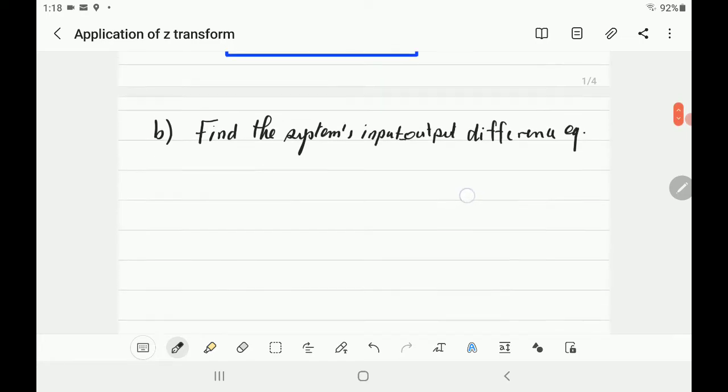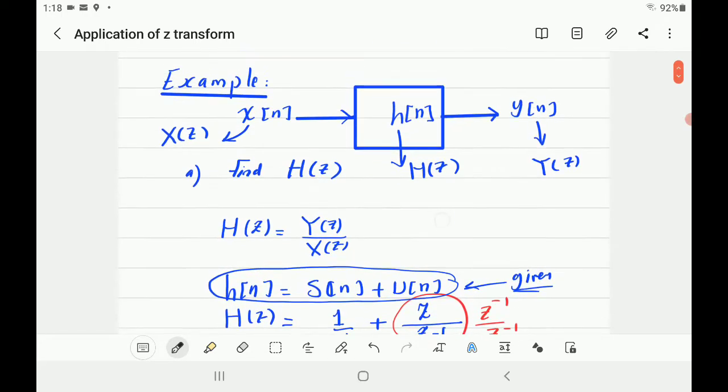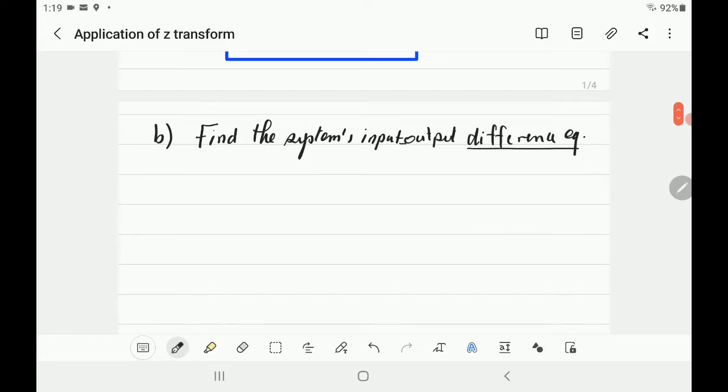What does it mean? It means the system has input x of n and has output y of n, and they want to find the equation that relates the output of the system to its input in terms of n. And it's called the difference equation.